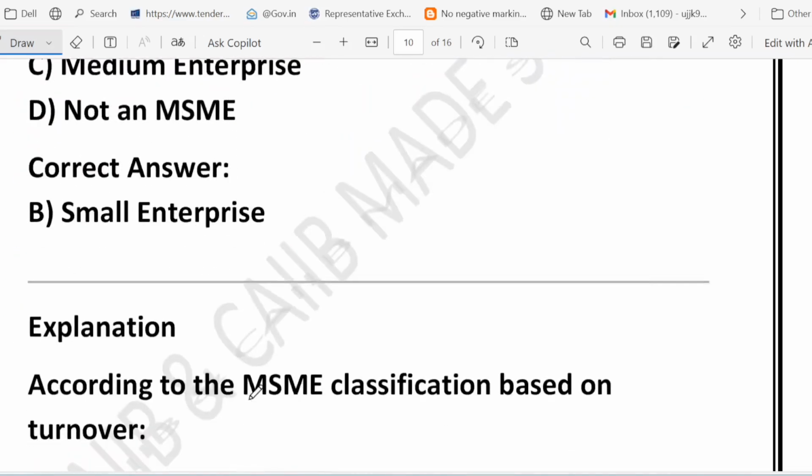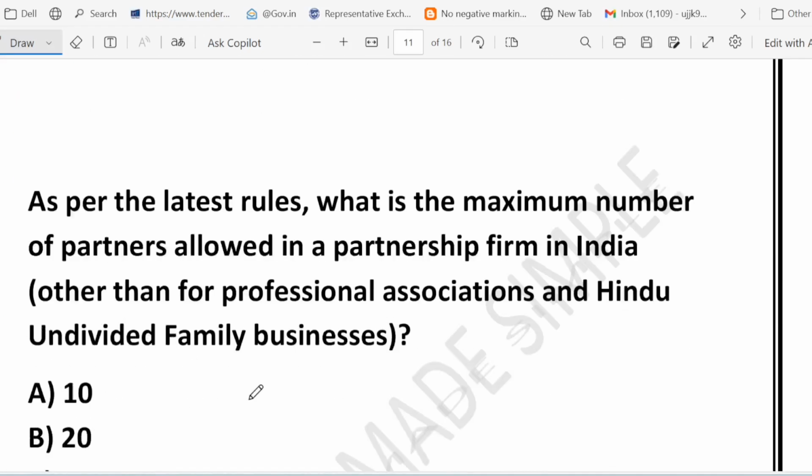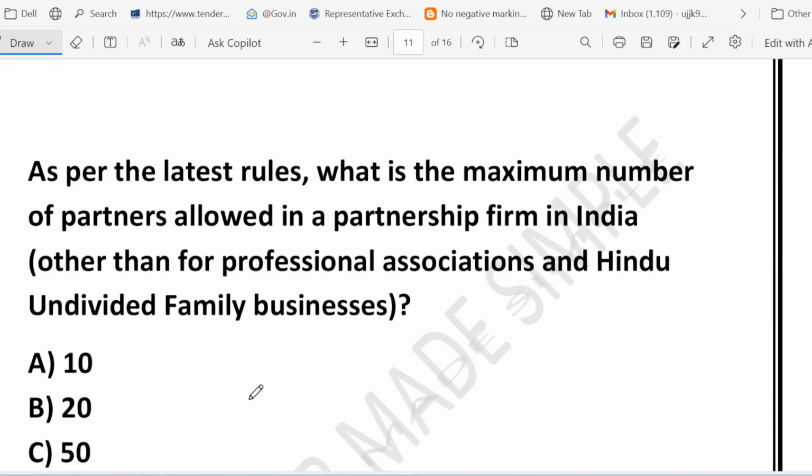Okay. Now friends, let's look at the next question. The next question says that as per the latest rule, what is the maximum number of partners allowed in a partnership firm in India? Right. Very, very important.